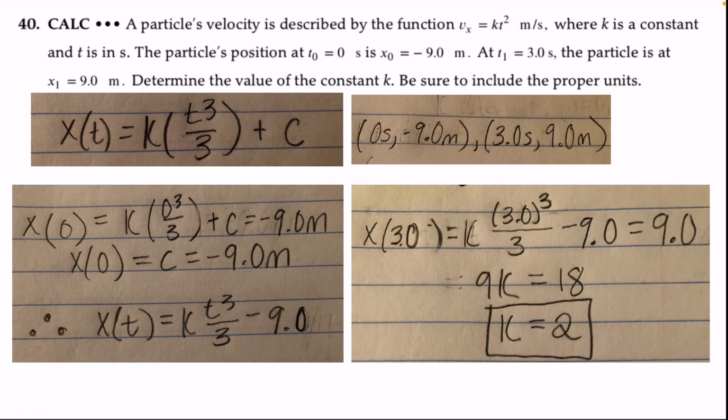Okay, I did some algebra, simplified it a bit, and got 9k equals 18. 18 divided by 9 is 2, so k equals 2. Feels like we're done, but we're not. We still have to figure out the proper units.